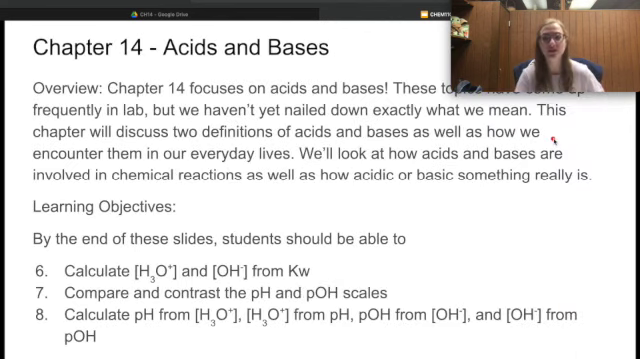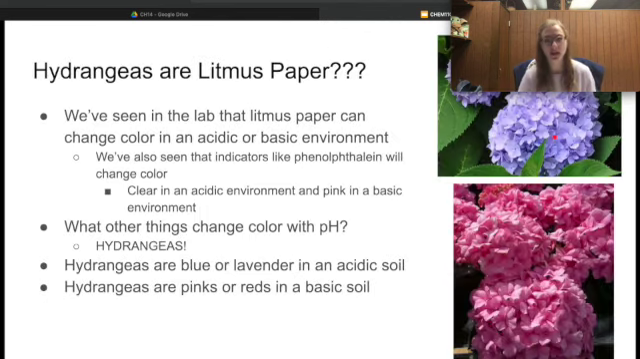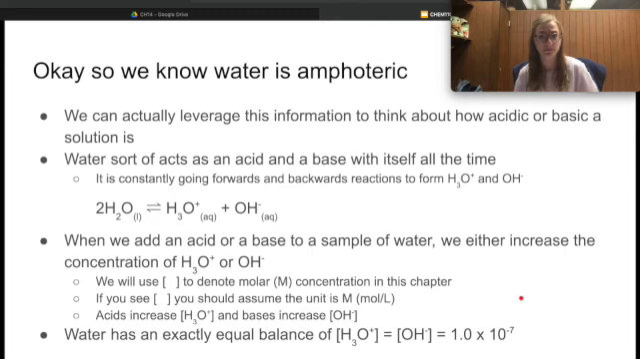flowers. However, if you have a basic environment, you'll have pinks or reds in your flowers instead. So, just like the phenolphthalein turned pink, they turn pink in a basic soil as well. So, depending upon the color of your hydrangeas, you can use them as a bit of a litmus paper for your soil to determine how acidic or how basic your soil is based upon the color that you see of your flowers. So, let's talk a little bit more about what I mean by pH and how we can measure how acidic or basic something is.